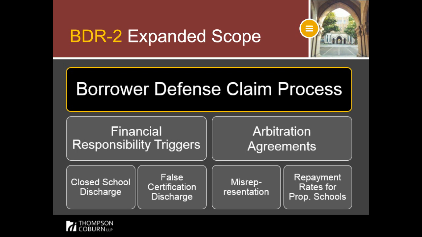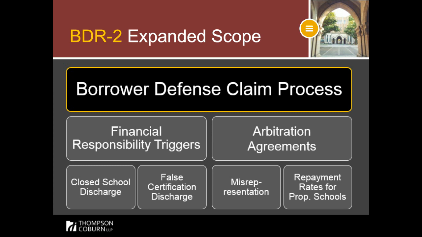Okay. So when the Obama administration went to the drawing board to come up with BDR-2, one of the other things I want to highlight is they just said, we're going to do a rulemaking, but we're going to go beyond just thinking about a claims process and the discharge process, and we're actually going to look at a lot of other things. We're going to look at revising financial responsibility. We're going to look at the use of pre-dispute arbitration agreements. We're also going to revise the regulations that govern closed school discharge, false certification discharge, and then we're going to revisit a couple other things, the definition of misrepresentation, and maybe imposing yet another repayment rate on schools.